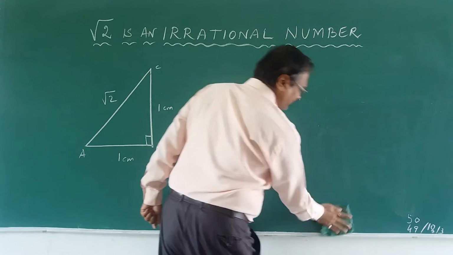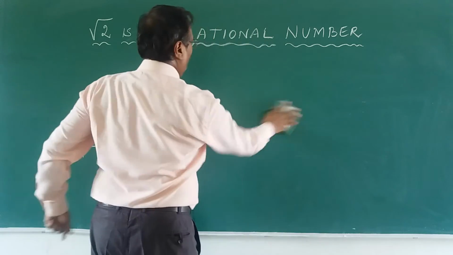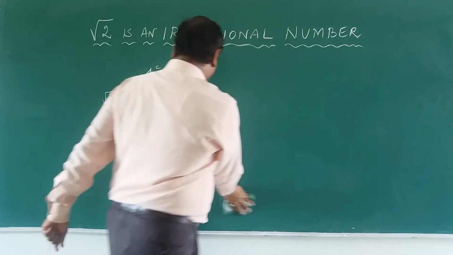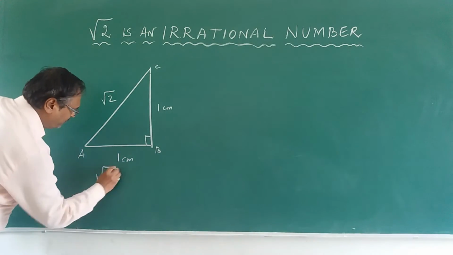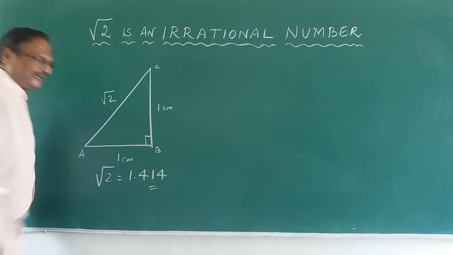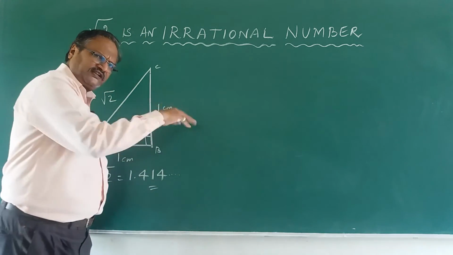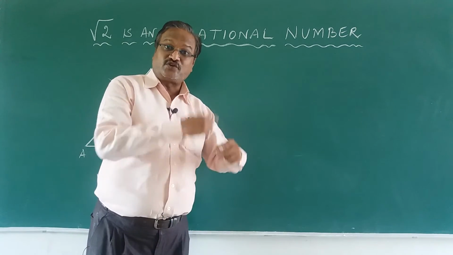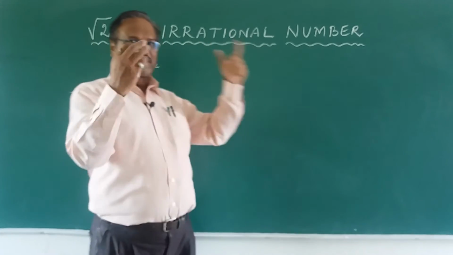Now I will tell you what the generally used root 2 value is, and then you will understand what we are going to do. We usually take the root 2 value to be equal to 1.414 for all practical purposes, right? But it goes on so long, it's non-terminating. It's not going to repeat also. We have to prove that this root 2 is irrational.